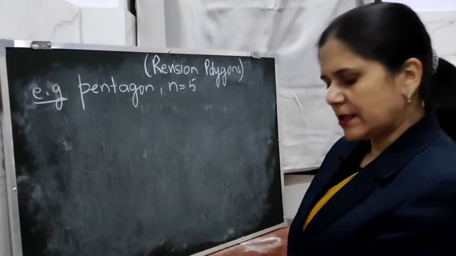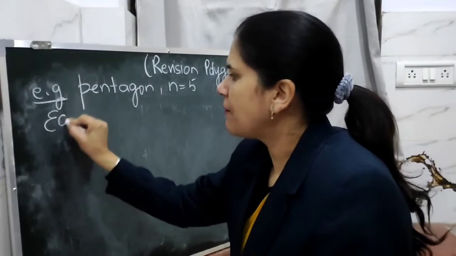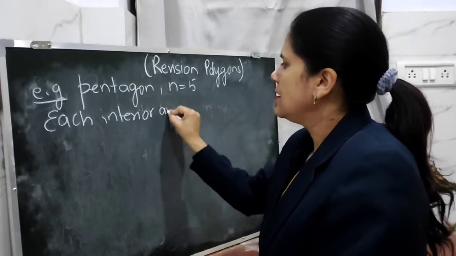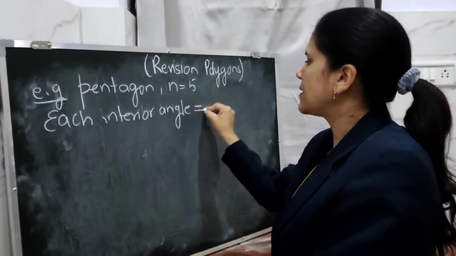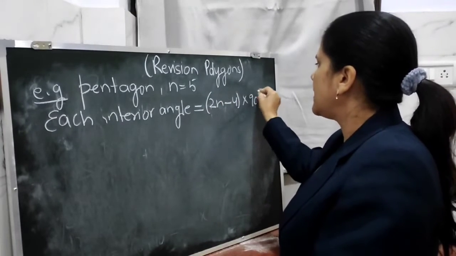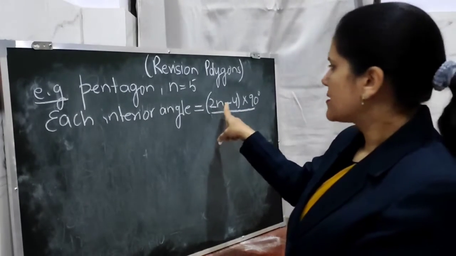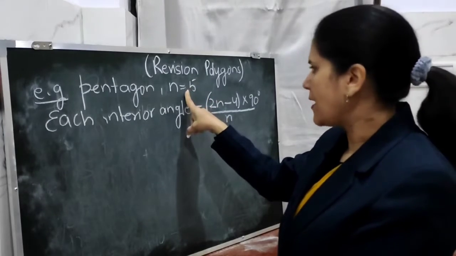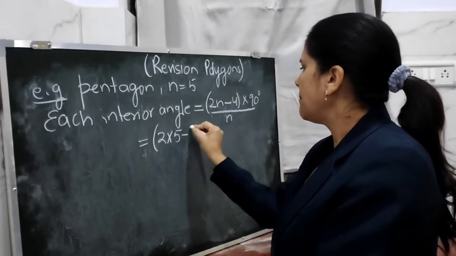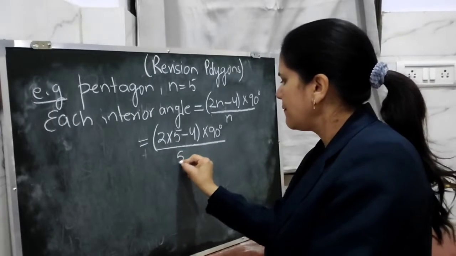We have to calculate here each interior angle of a pentagon. We will be using the formula for each interior angle. The formula says it is equal to (2n minus 4) into 90 degree divided by n, where n is the number of sides. Substitute the value of n as 5 over here. We will be getting (2 into 5 minus 4) into 90 degree divided by 5.